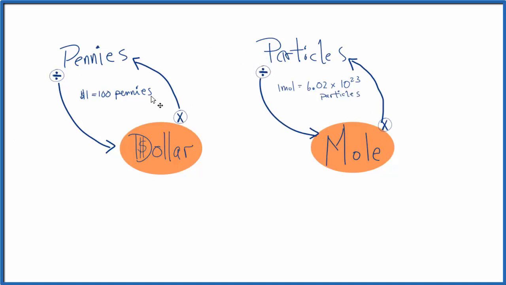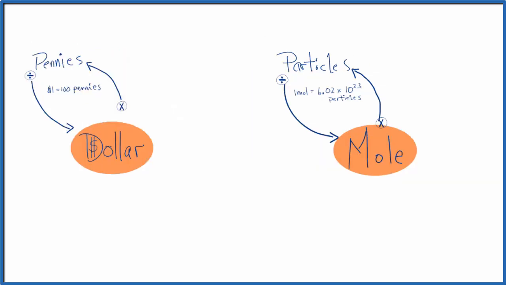So this is convenient because we don't want to talk about our salary in pennies, and often chemists don't want to talk about individual molecules. It's easier to talk about moles. So that's one of the reasons we use the mole and the dollar. They're just convenient. Let's shrink this down to give ourselves some space.